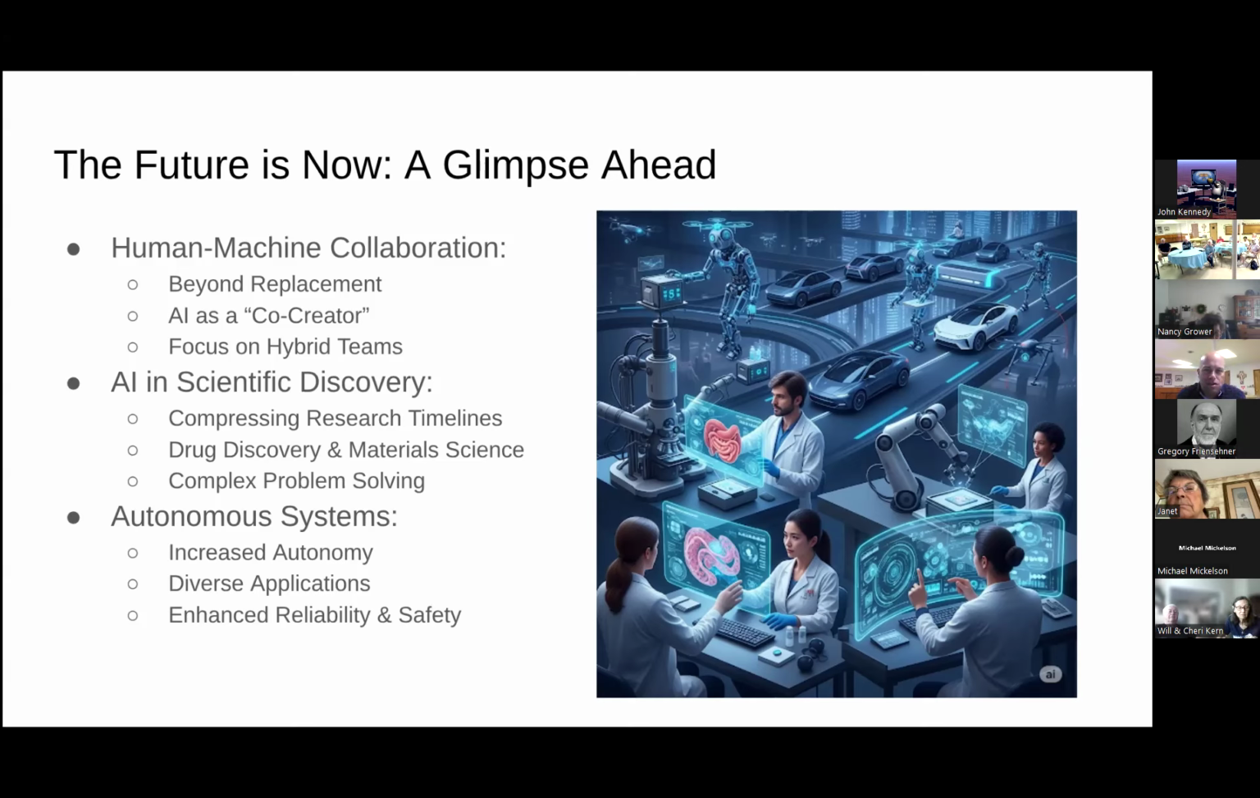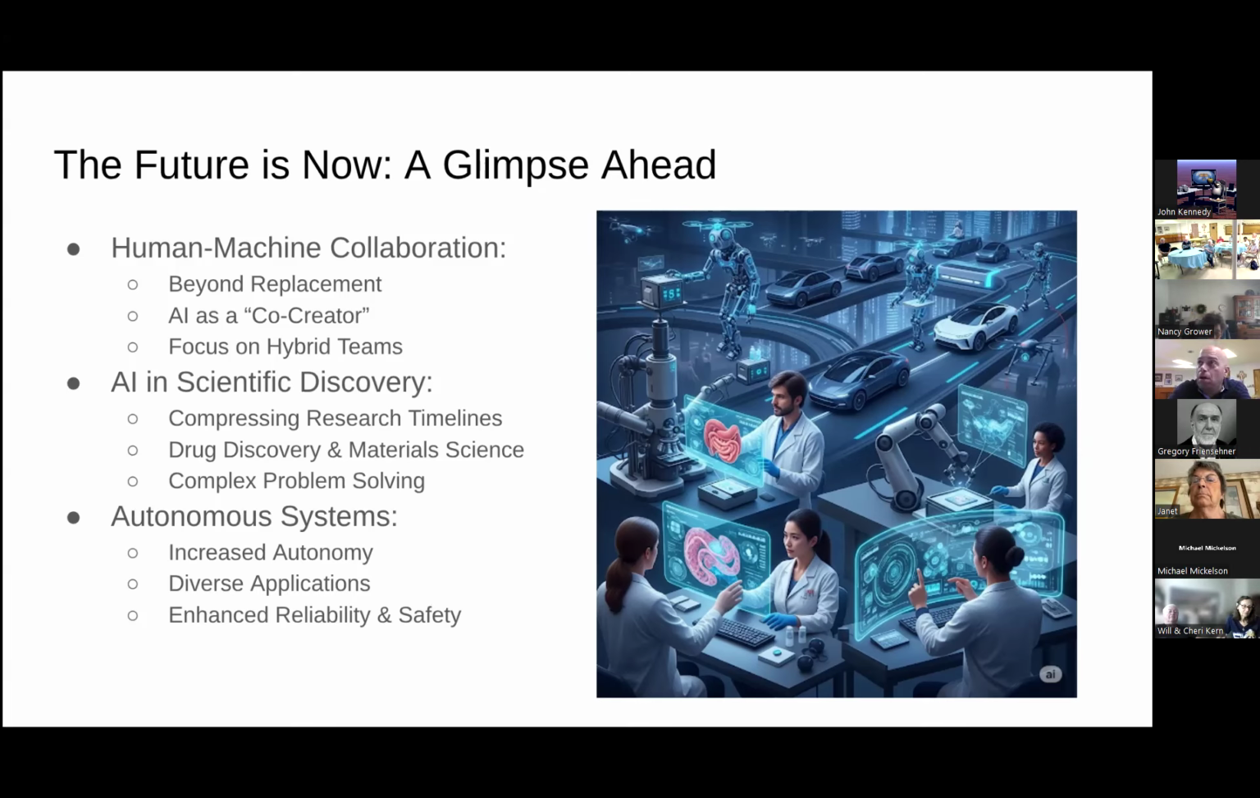AI is often seen lately as a co-creator. Designers use AI to generate iterations of their works for all different types of media. Doctors leverage AI for diagnostic support. These partnerships unlock new levels of innovation and efficiency. And then there's a focus on hybrid teams, where success will increasingly depend on efficiently integrating AI tools with human talent.